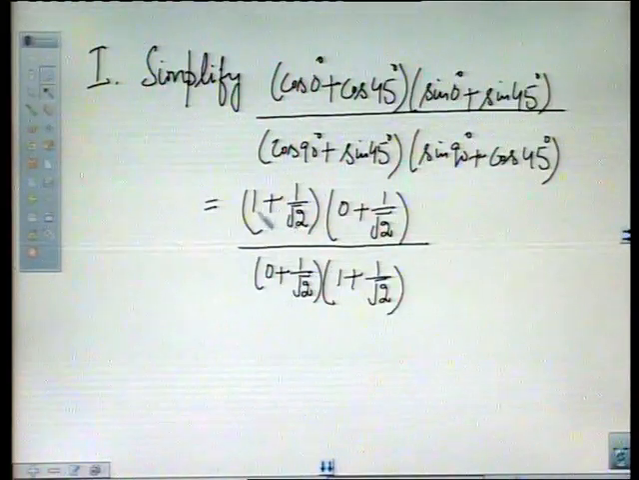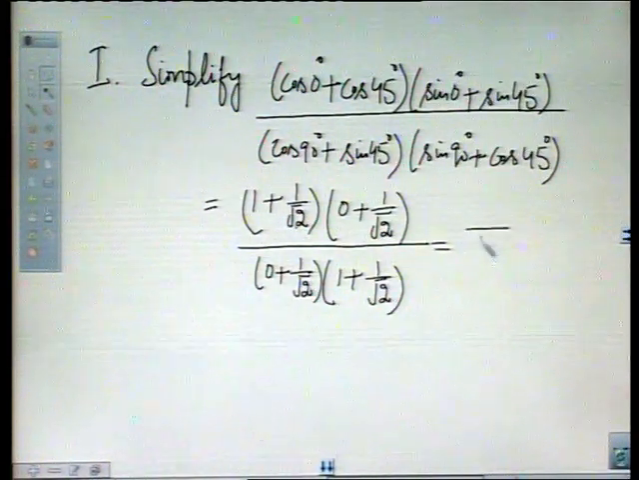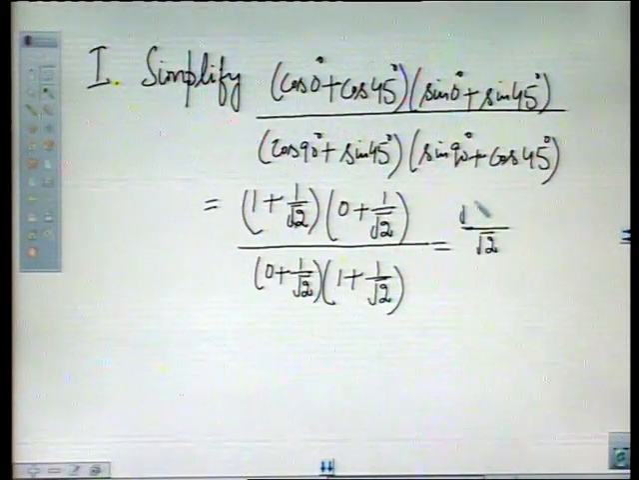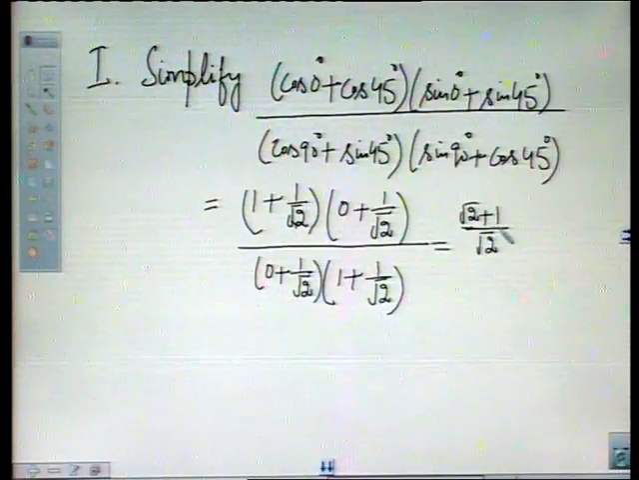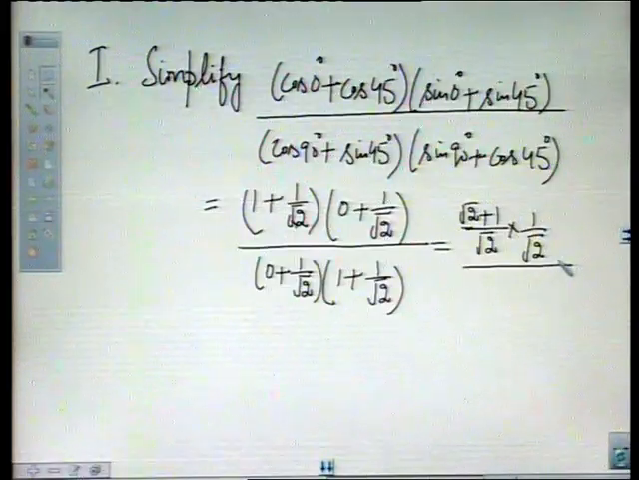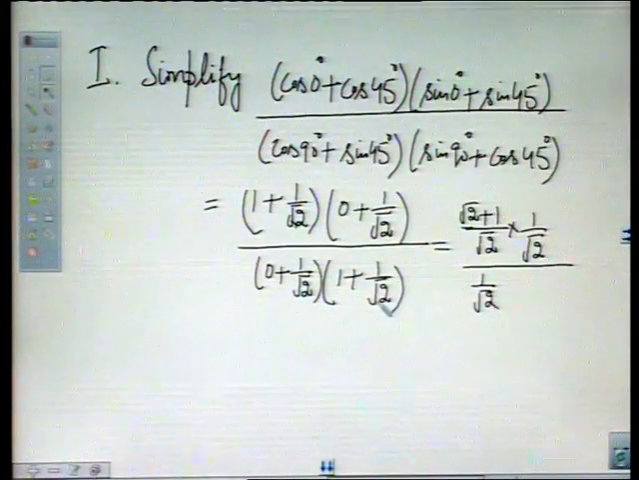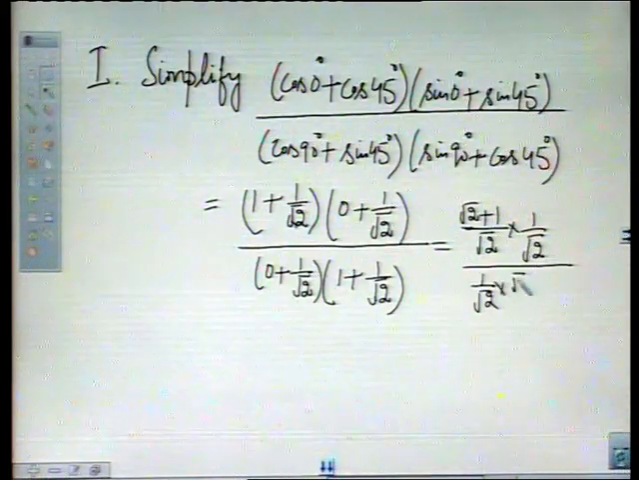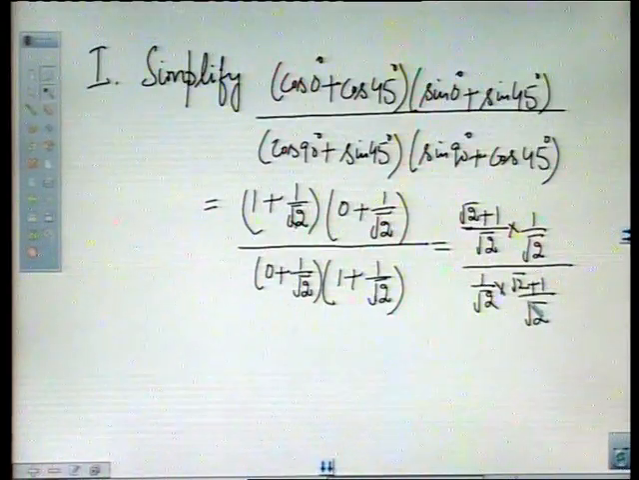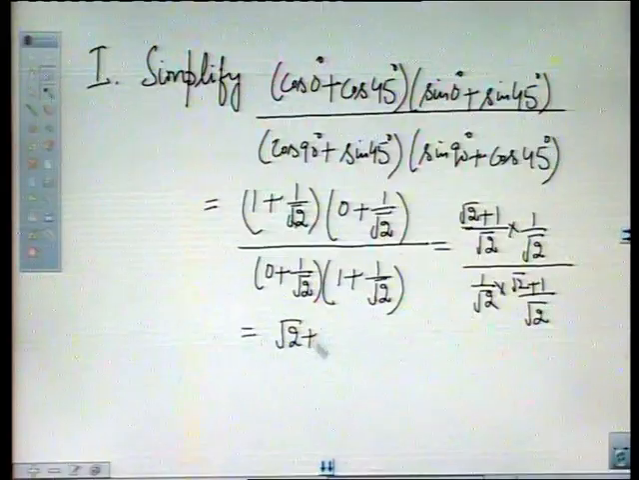We will take the LCM. LCM comes out to be under root 2. This will become under root 2 plus 1 into 1 over under root 2. This is 1 over under root 2, add it to 0. This we will write like this, under root 2 plus 1 over under root 2. Now, we solve numerator and denominator. This comes out to be under root 2 plus 1.